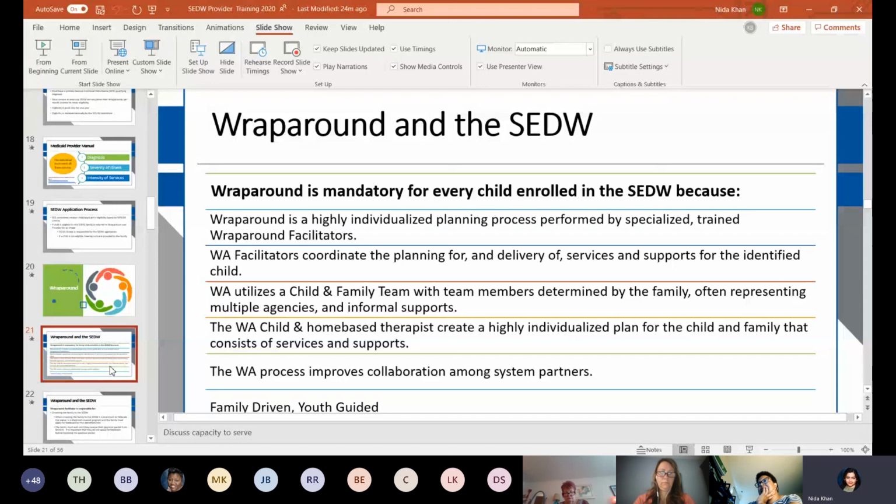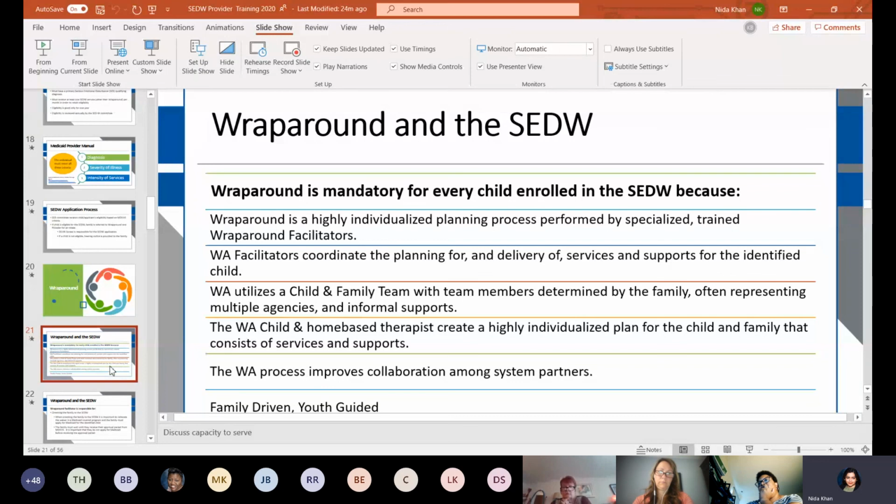So it's very important that whatever goals were put in the IPOS by the home-based therapist should be reflecting whatever goals are in the wraparound IPOS plan as well, and vice versa. That is essential. They should basically mirror each other. The other thing that's very important is that the home-based therapist must always have a goal for wraparound in their plans. Otherwise, that is also something that we will get cited on. So it's very essential that the wraparound facilitators and home-based therapists work together.